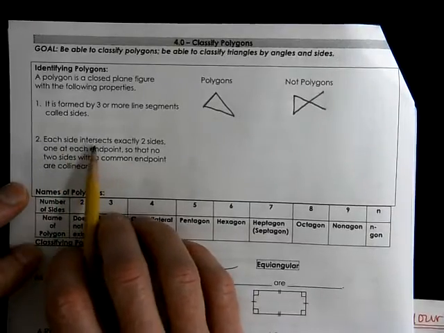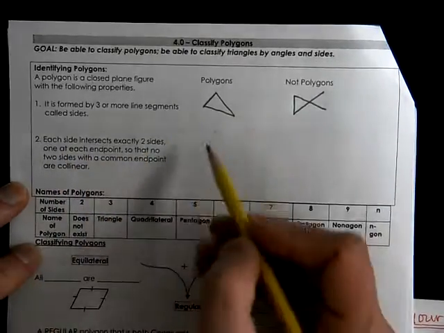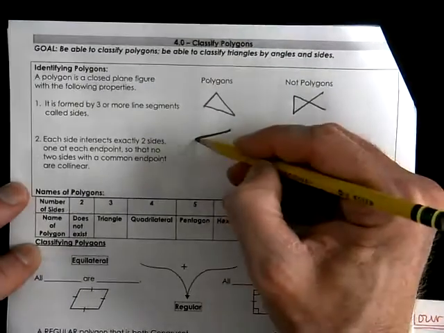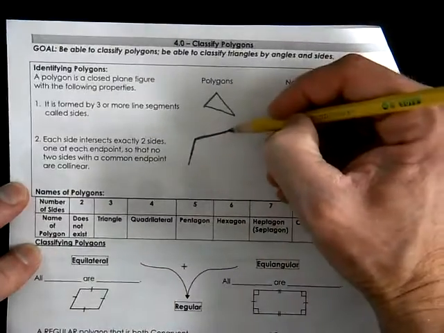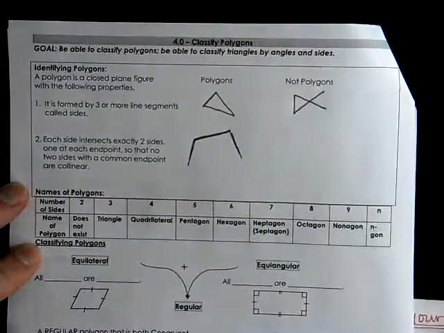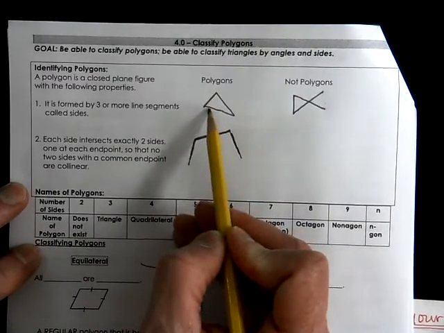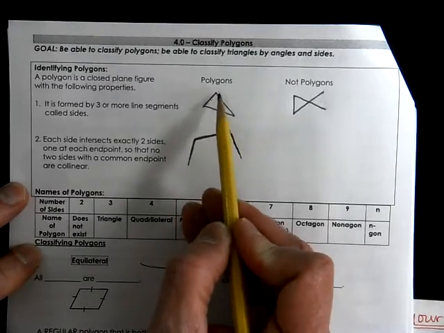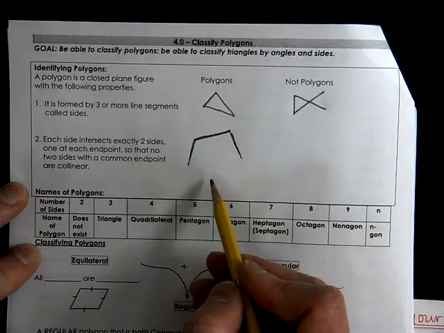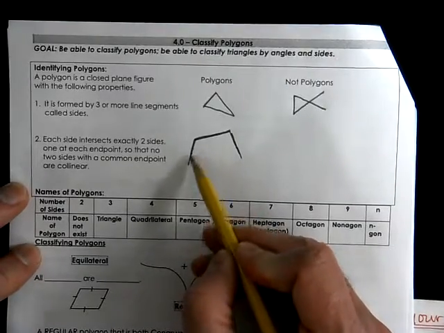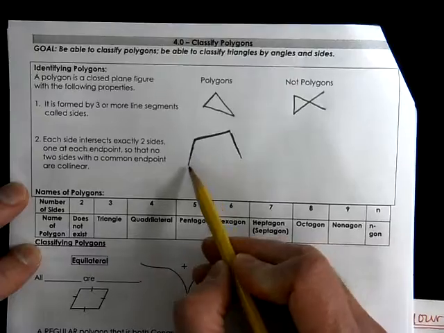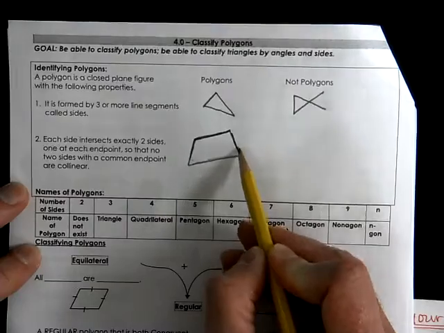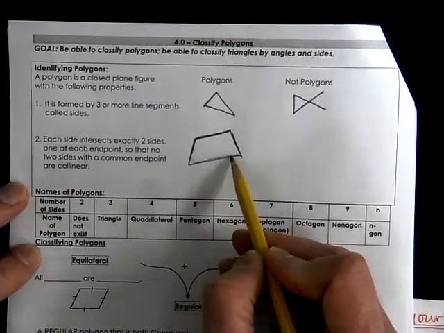Each side intersects exactly 2 sides. So if you have a side, it's going to intersect a side over here, and it could intersect a side over here. You can see that is true for a triangle as well. Each one of these sides is intersecting 2 other sides. So this side here is intersecting this top portion and another one. This side is intersecting 2. This side is intersecting 2.